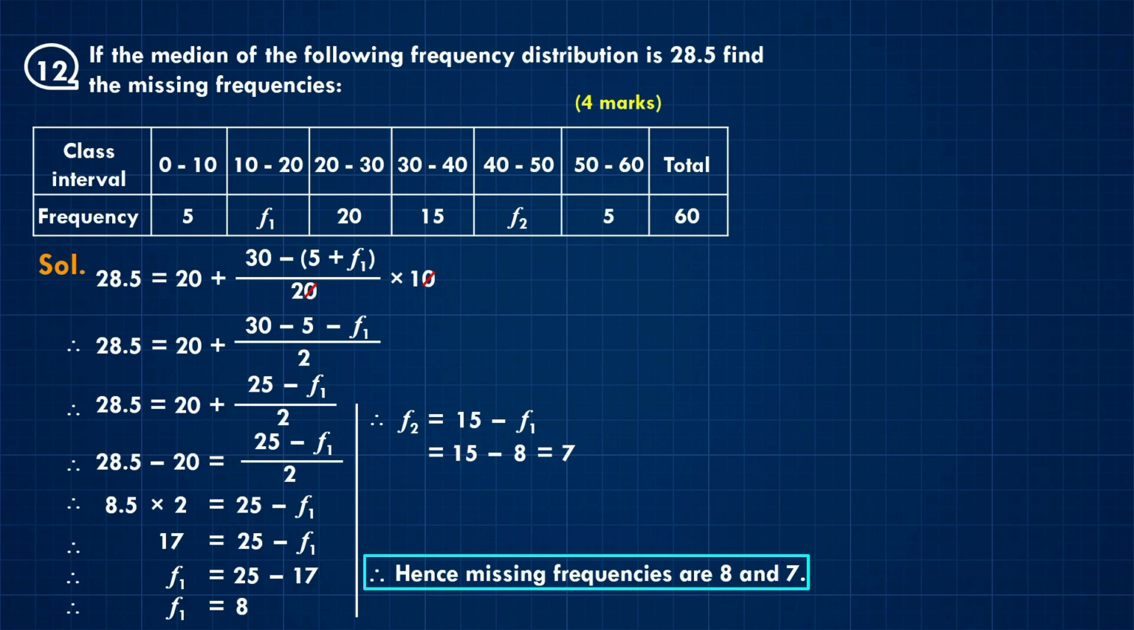So these are the two missing frequencies. Okay. Hope this is clear to you, because I'm showing you the different type of problems that may come in your exam from this median topic. Okay. So each and every problem is very much important. If you can't understand, just go back and you can rewatch it once again. I hope then it will be clear to you. Okay.